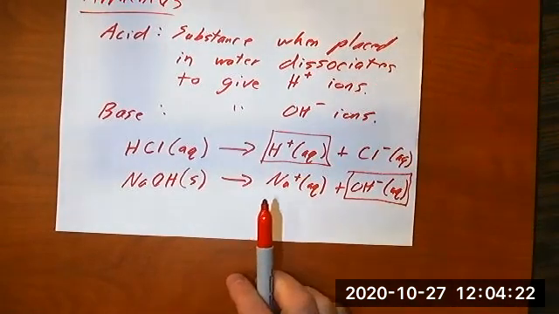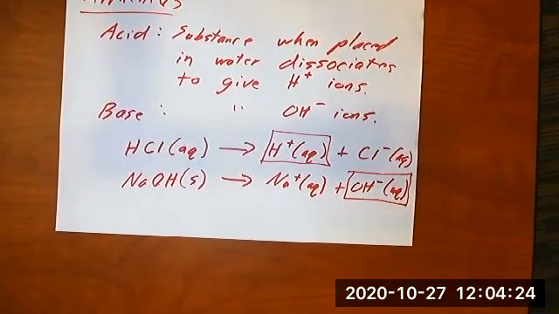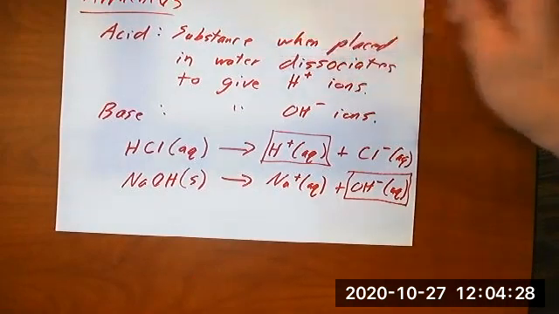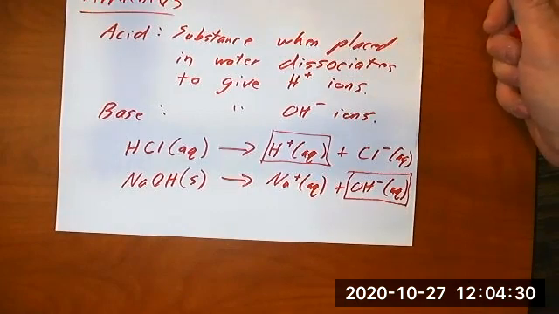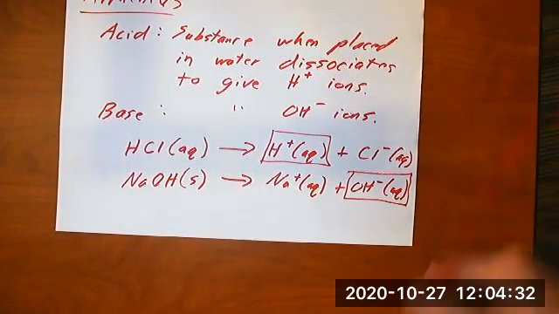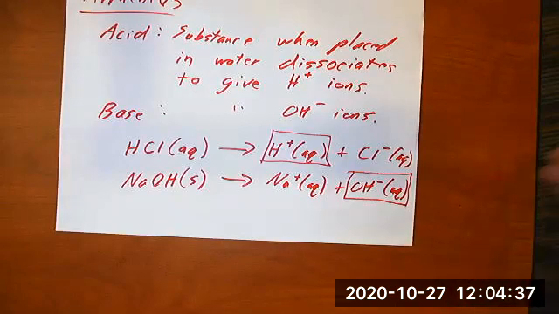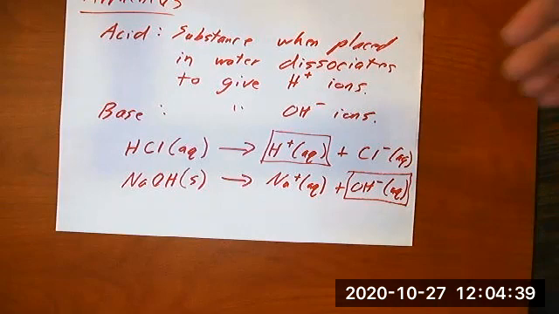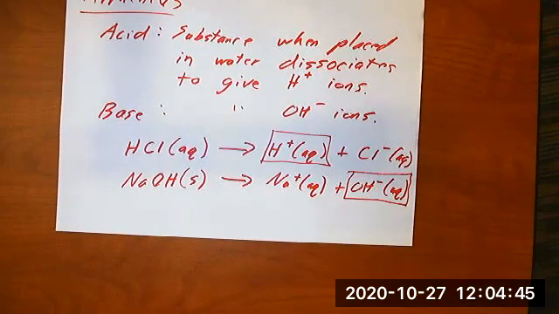Now, the Arrhenius definitions do have some disadvantages, unfortunately. One of them is that it's limited to talking about substances in water. And there are plenty of cases where we have acid-like or base-like behavior in solvents other than water. And so the Arrhenius definition is somewhat limited in that regard.